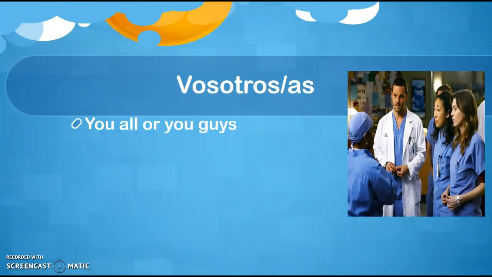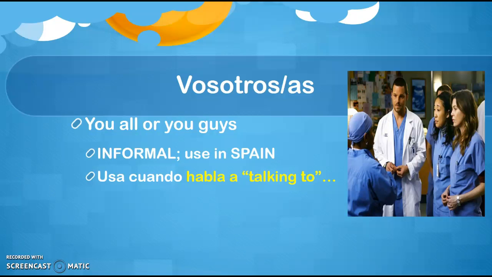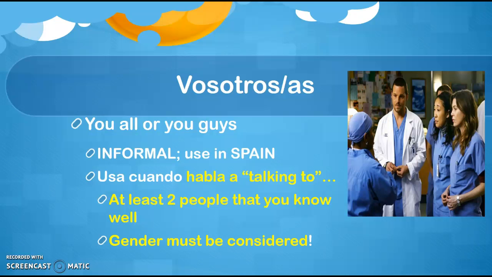Vosotros y ustedes también son diferentes. Vosotros significa y'all or you guys, pero es informal. It's only used in España. It's used when we're talking to at least two people that you know well. So it's friendly conversation. And you do have to consider gender aquí. Vosotros es masculino o masculino y femenino. Vosotras es un grupo de chicas.